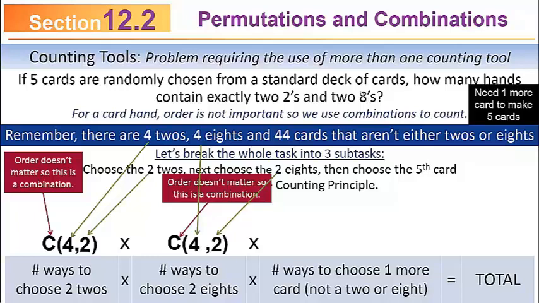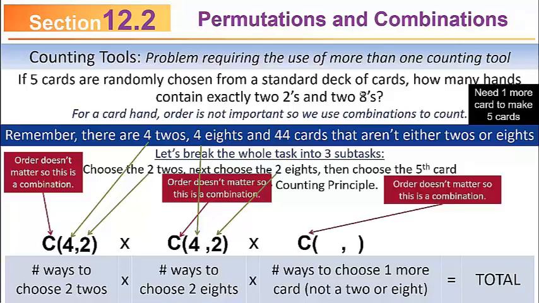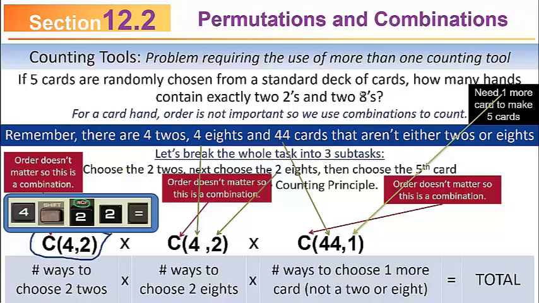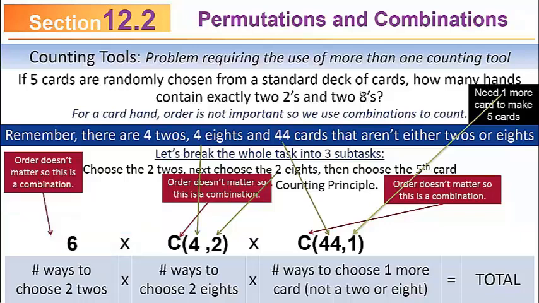So for that 5th card, order still doesn't matter, but there are only 44 of them, because 52 minus 4, take away the 4 2s and the 4 8s, leaves only 44 cards. So that last card has to come from the 44 cards that aren't 2s or 8s. And when you do the calculation, the combination of 4 things taken 2 at a time is 4, shift 2, 2 equals, and that comes out to be 6.